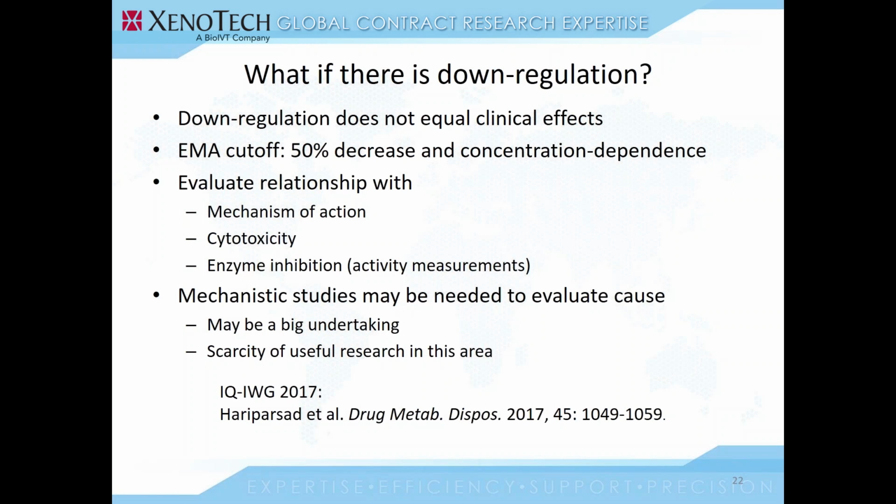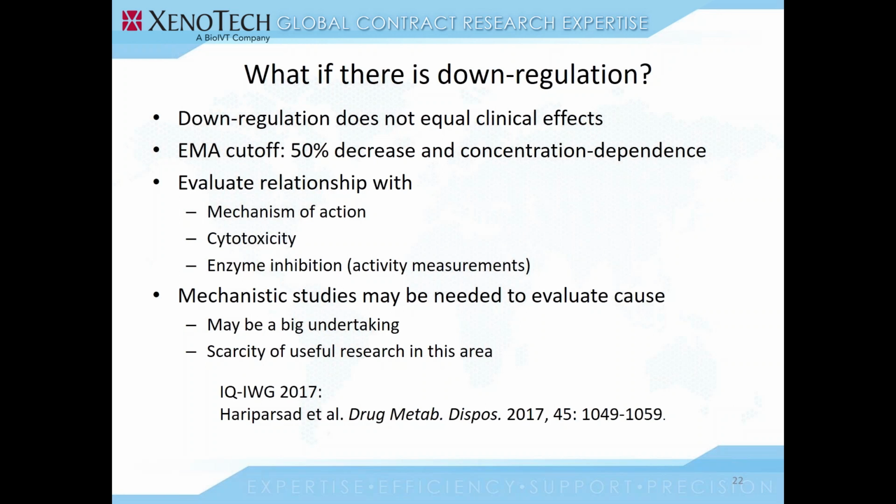And the EMA says 50% decrease, and it should be concentration dependent. Usually when you see that, it's a cytotoxicity effect and it's not actually downregulation, but sometimes you can rule that out. So the first thing that needs to happen if you do see this is, is this just because of your mechanism of action in some way? Because if it is, it's a very different consideration than if it's nothing to do with that. Is it really just cytotoxicity looking a bit weird? Because quite often, most of the time, I would say that's the true reason.